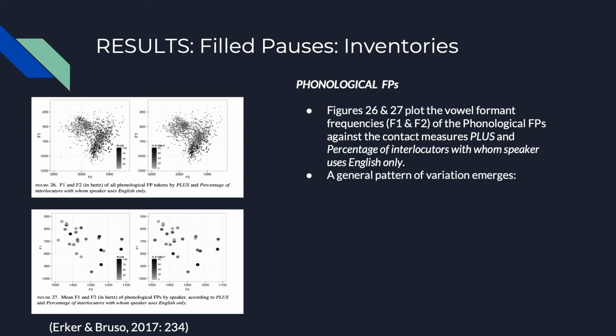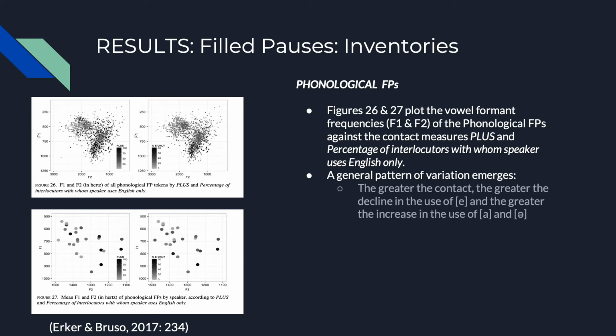As we look at these, it's quite clear that generally, the more contact there is between English and Spanish in a speaker's life, the more the use of decreases and the more they'll use a and the schwa, or vowels that are more central, with schwa being especially more common in English.